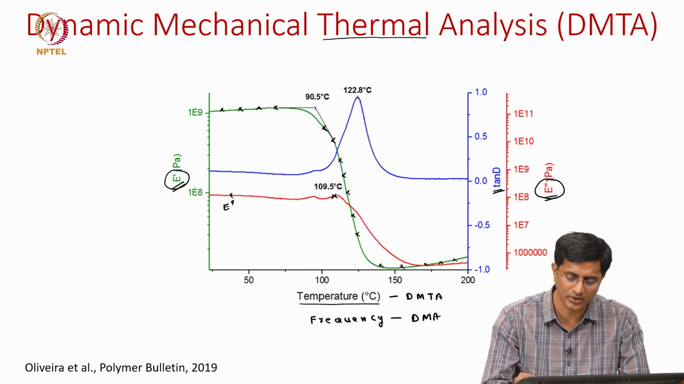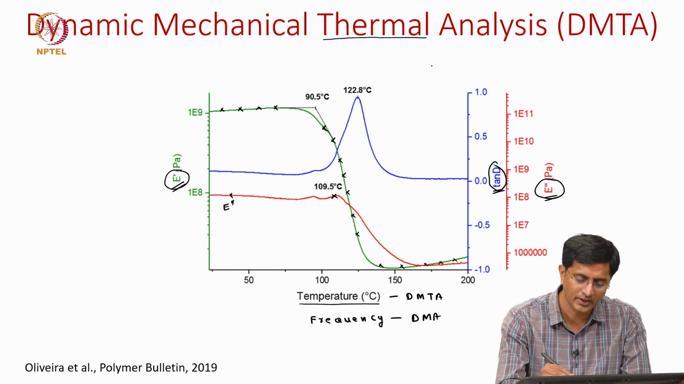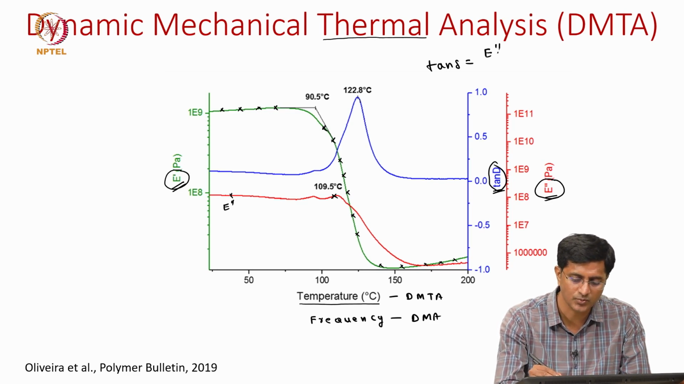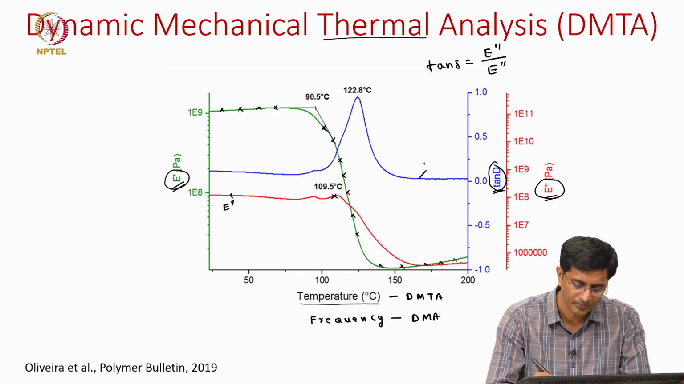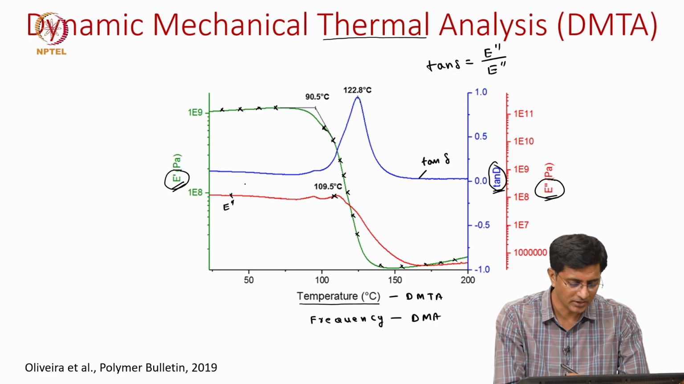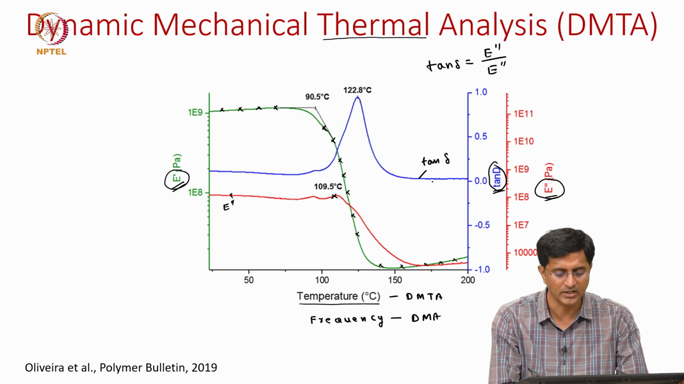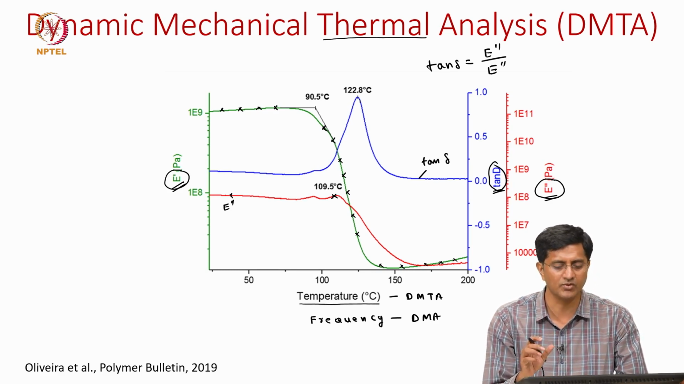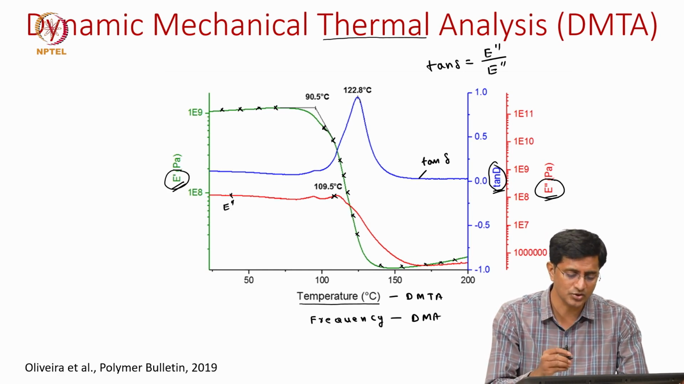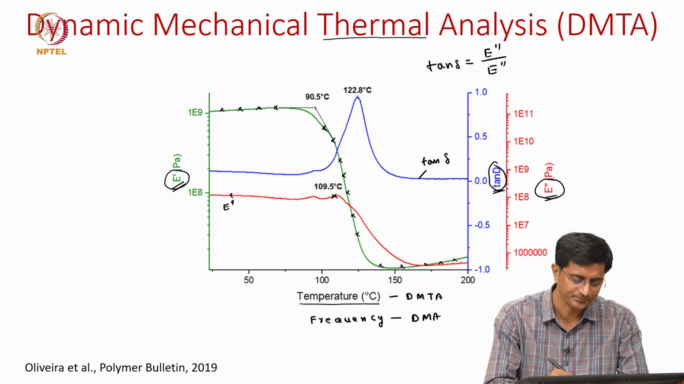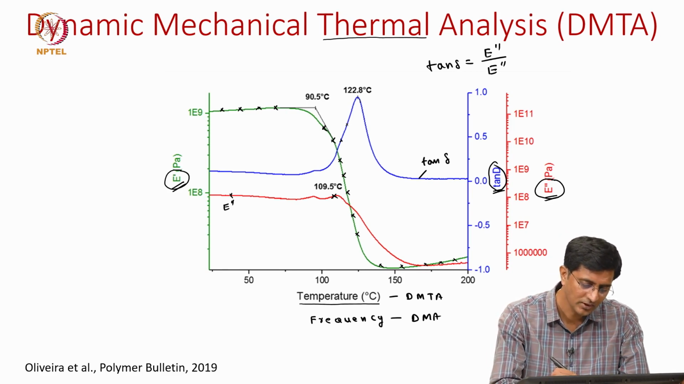Now, let us focus on the tan delta. Tan delta, which is simply the ratio of the loss modulus by storage modulus, is shown here in blue. So, we see that at low temperatures as well as at high temperatures it has a very negligible value. It has some significant numbers close to the glass transition temperature. So, here we have seen it is increasing and then decreasing.